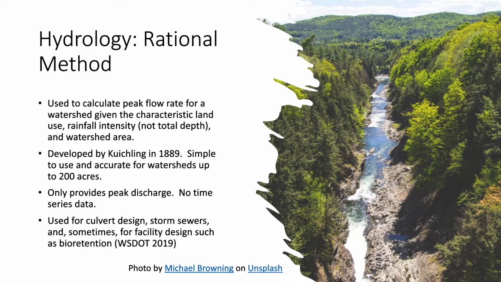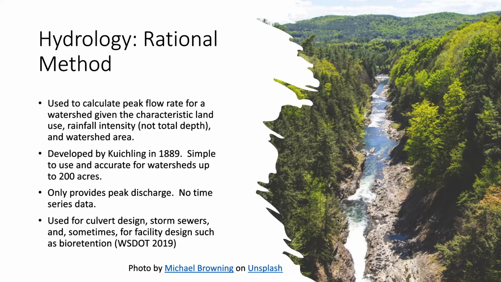It's very simple and accurate to use, as we mentioned, and it works pretty well for watersheds up to 200 acres. Once you get beyond that, you're probably going to want to start looking at different methods because infiltration rates and very long times of concentration might start to decrease the accuracy here. And there's no series data. You're not going to be able to prepare hydrographs using this. But it's great for culvert design, storm sewers, sometimes facility design like bioretention facilities.